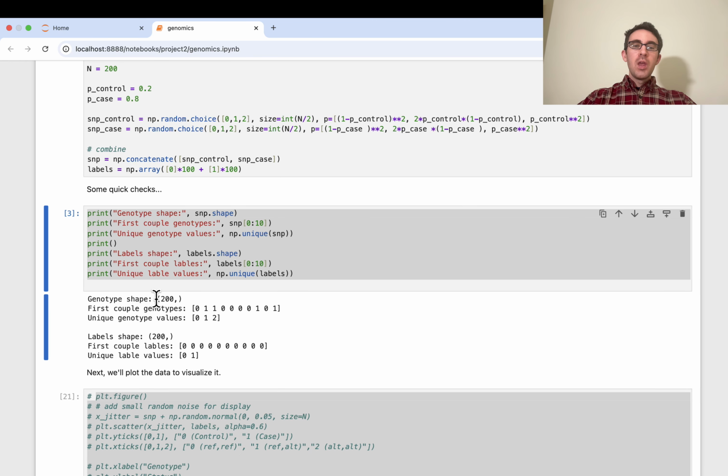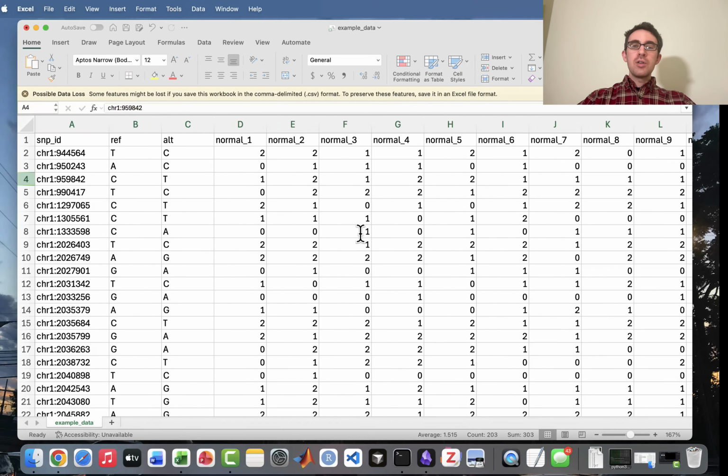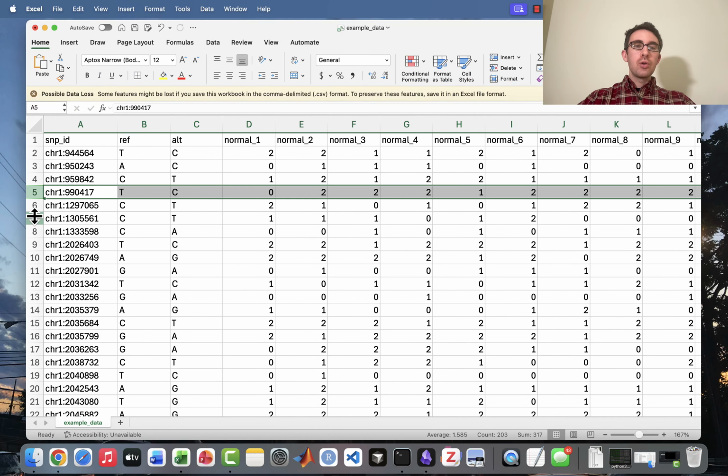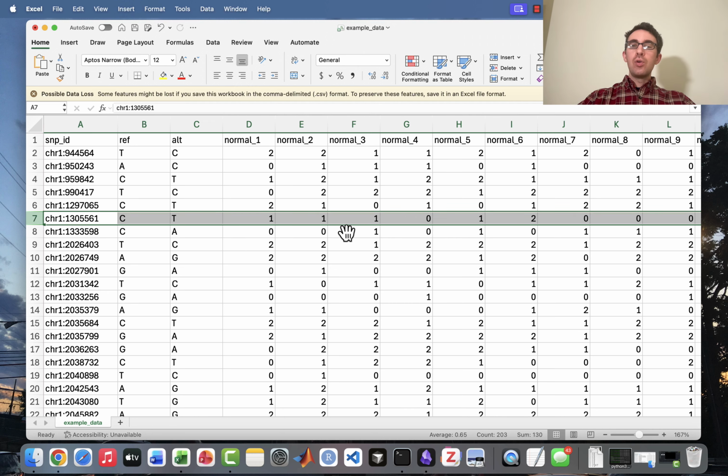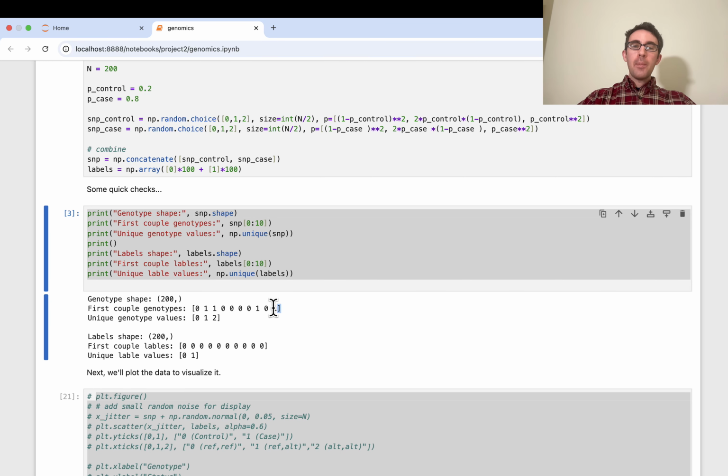So yeah, we have 200 samples total, 200 people. I just printed out the first couple of the genotypes. This is just one particular row where it's full of zeros, ones, and twos. I printed out the first couple, which happen to only be zeros and ones, but based on the unique values, there are also twos in this row of data.